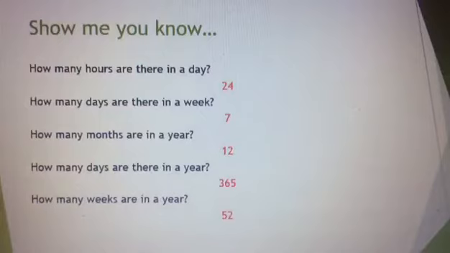So how did you do? Let's run through the answers then quickly. So there are 24 hours in a day. There are 7 days in a week, and we hopefully all know that one. There are 12 months in the year. Just think the last month of the year is December, and that is the 12th month. There are 365 days in a year, and there are 52 weeks in a year.